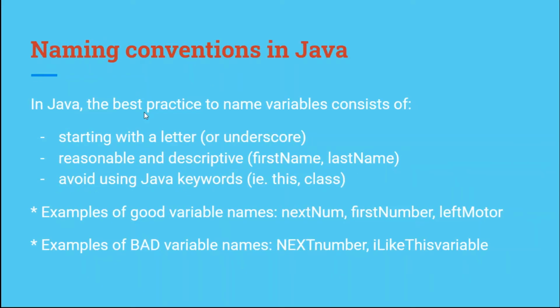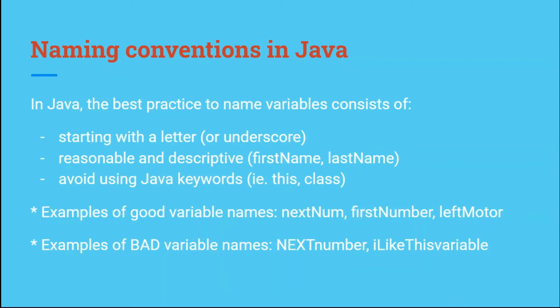So we're going to be talking about the most common errors of syntax in Java. The first one being naming conventions and misnaming different variables. In Java, the best practice to name variables is to always start with a lowercase letter or an underscore. It should be a reasonable length and a descriptive name, so first name, last name. You should also avoid using Java keywords, for example, this or class, and that also prevents problems if you accidentally put a space, it's going to think you're using that as a Java keyword and it's going to mess it all up.